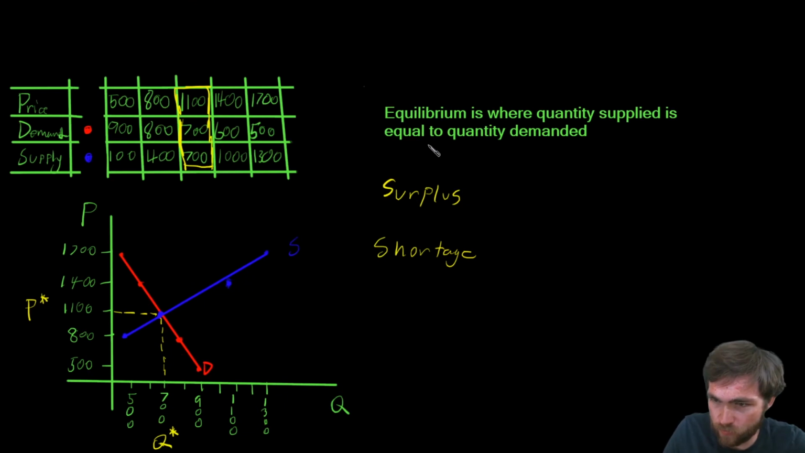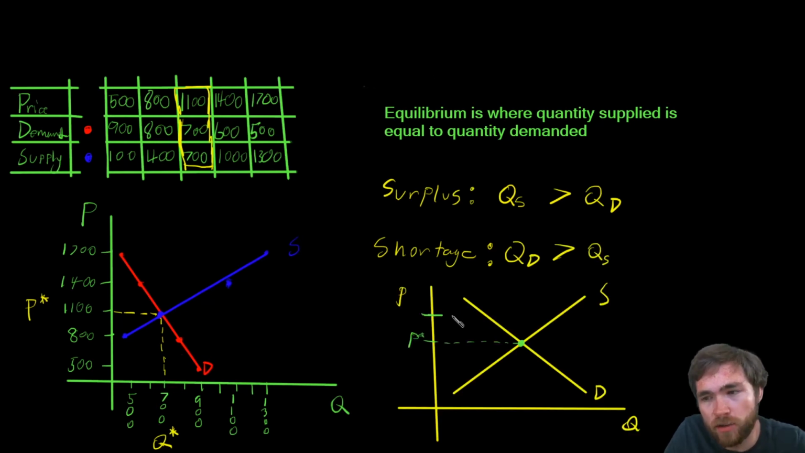So in the event of a surplus, that means that the quantity supplied is greater than the quantity demanded. In a shortage, that means that quantity demanded is greater than quantity supplied. All right, so we can illustrate this idea of shortage or surplus graphically.